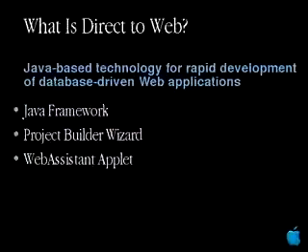So what is Direct-to-Web? Direct-to-Web is a Java-based technology for rapid development of database-driven web applications. Whenever you install Web Objects on your system, don't go looking for an application called Direct-to-Web, because you won't find it. There is no such thing. Direct-to-Web is really a set of things. It's a Java framework called Direct-to-Web. It's a Project Builder wizard and a web assistant applet that will help you configure your applications at runtime.